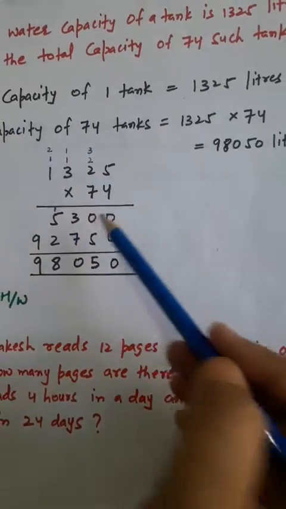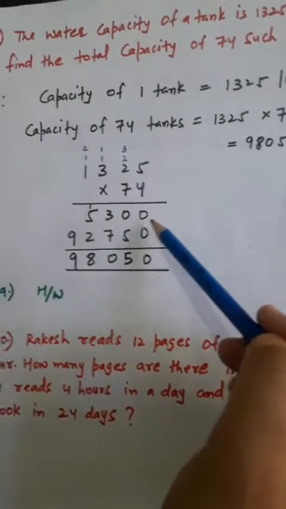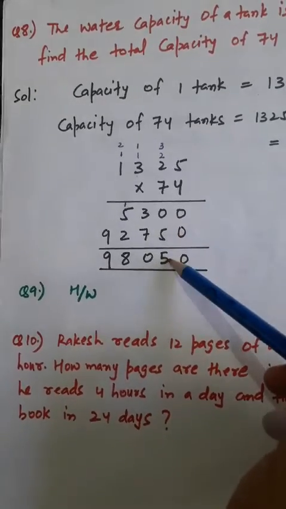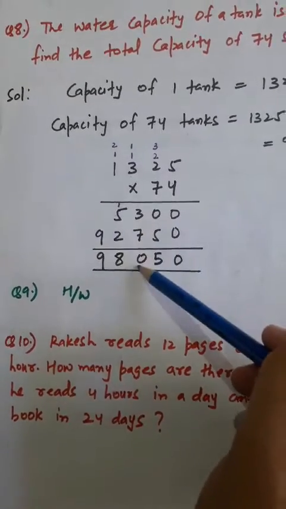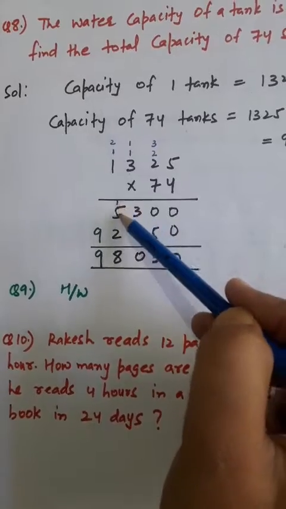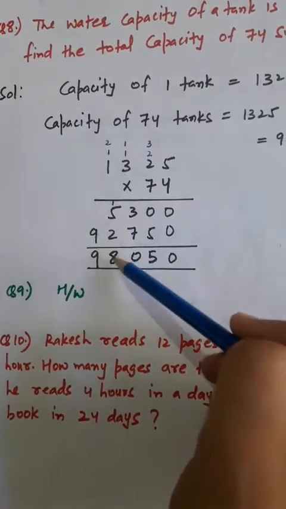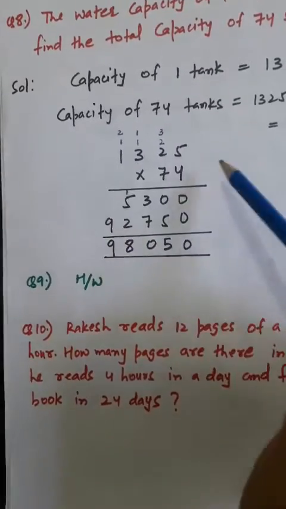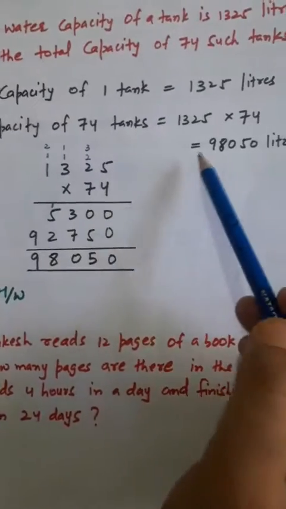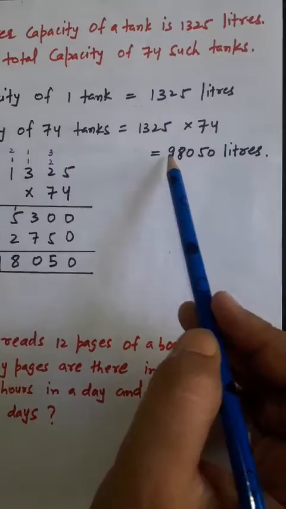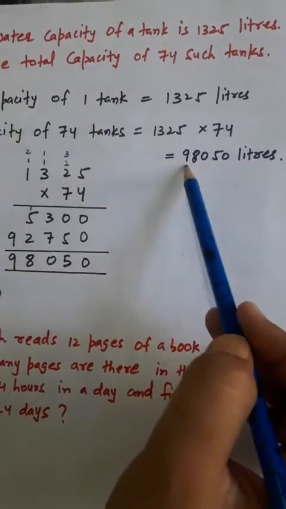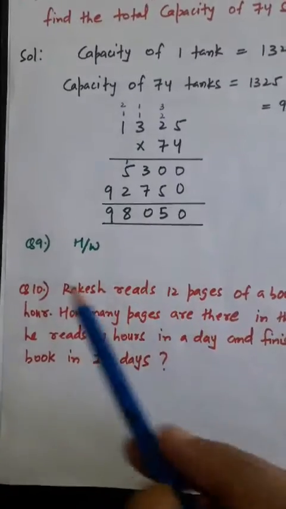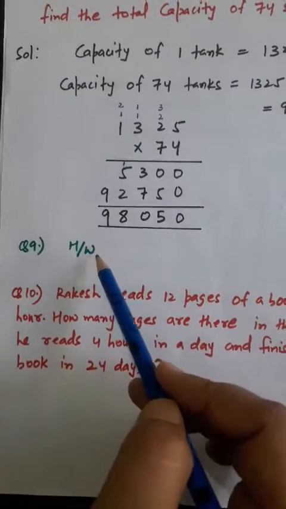Okay. Now you have to add these partial products starting from the units place. 0 plus 0 is equal to 0. 0 plus 5 is equal to 5. 3 plus 7 is equal to 10. Write 0 here, carry 1. 5 plus 1, 6. 6 plus 2, 8. Write 9, it will come down as it is. Therefore, the capacity of the 74 tanks will be 98050 liters. Students, question number 9 is your homework.